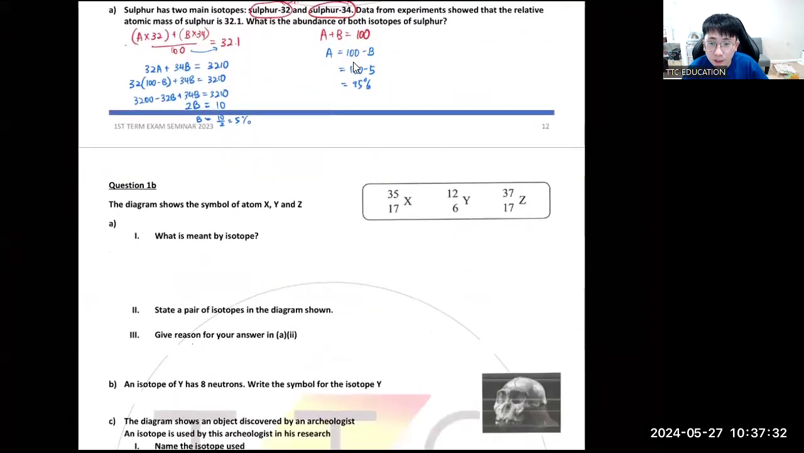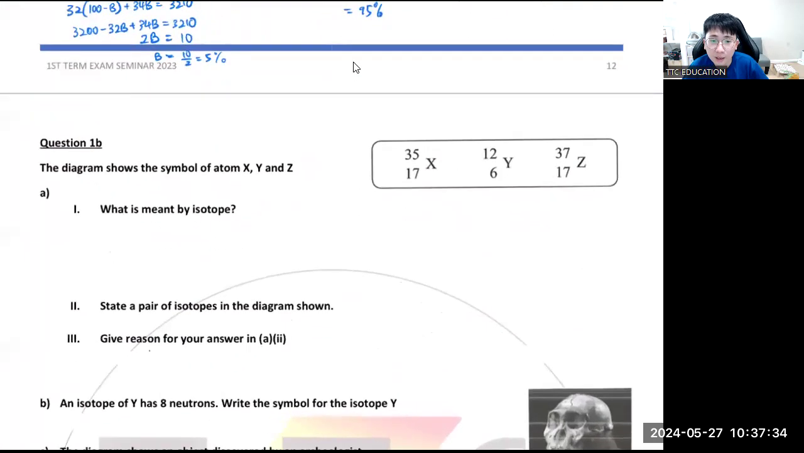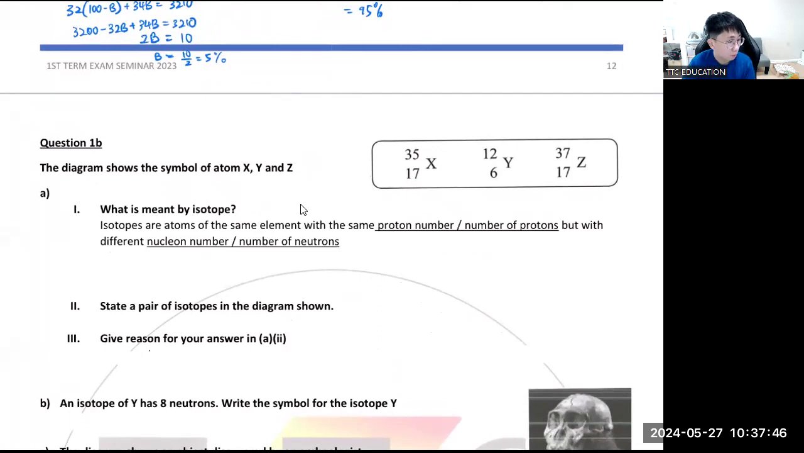Okay, then going down, question 1B. I do one more question for this one because this type of question confirm coming out. So what is the meaning of isotope? Guys, again, the meaning of isotope is same proton number but different nucleon number, or same number of protons but different number of neutrons.